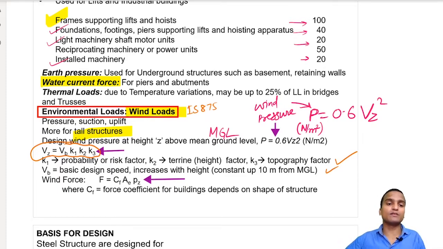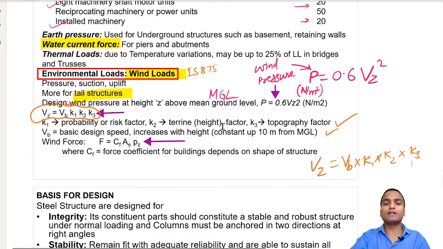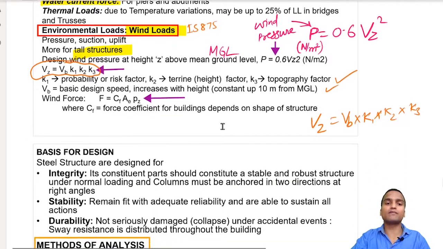Now when you have Vb, K1, K2 and K3, you can very easily calculate the design wind speed. So Vz is equal to Vb into K1 into K2 into K3. When we get the wind pressure, how do we calculate the wind load?